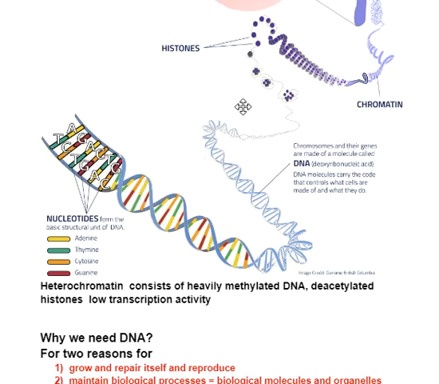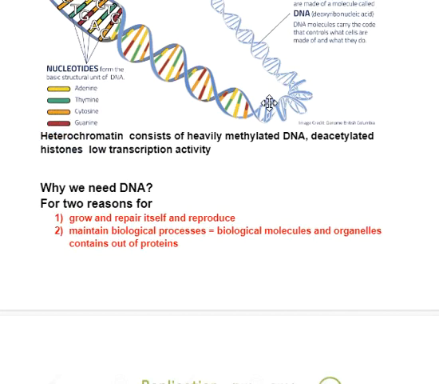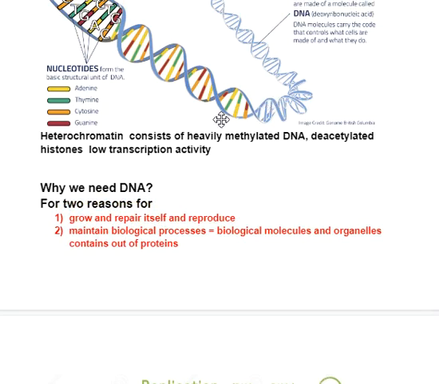So here we have euchromatin when it's loose, and heterochromatin when it's compact and inactive. Actually, heterochromatin consists of heavily methylated DNA and deacetylated histones, which lowers our transcription activity. So that is the DNA function, but not only transcription: it also has to divide in order to grow, repair itself, and reproduce as well.